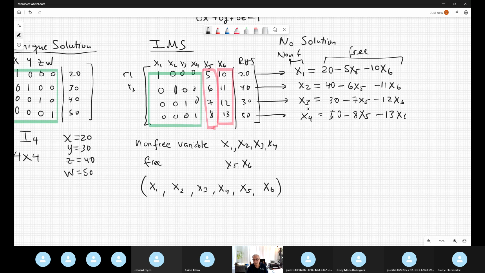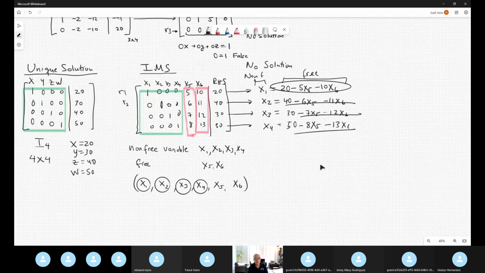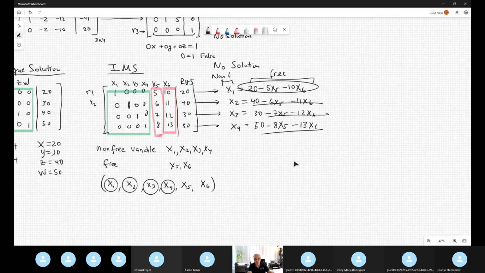So now you can leave it like that, or you write this equation in this place, this equation here, this equation here, this equation here, and x5 and x6 you leave like that because they are free. Do you understand the idea? Confusing? In my opinion, this is the most complicated scenario.